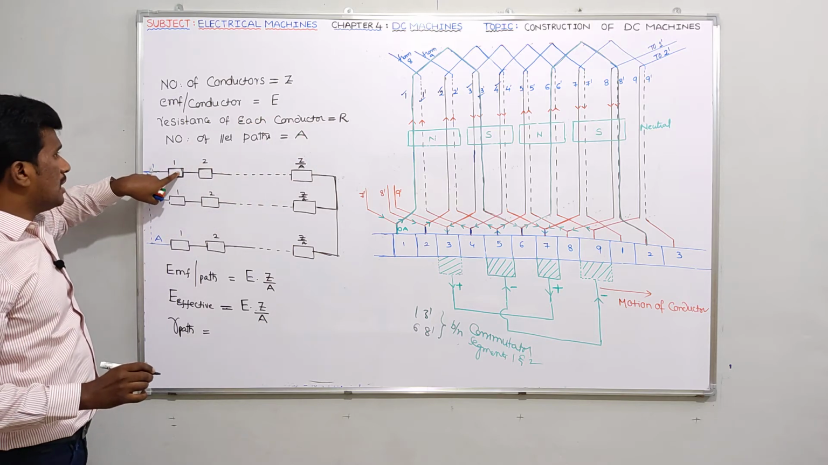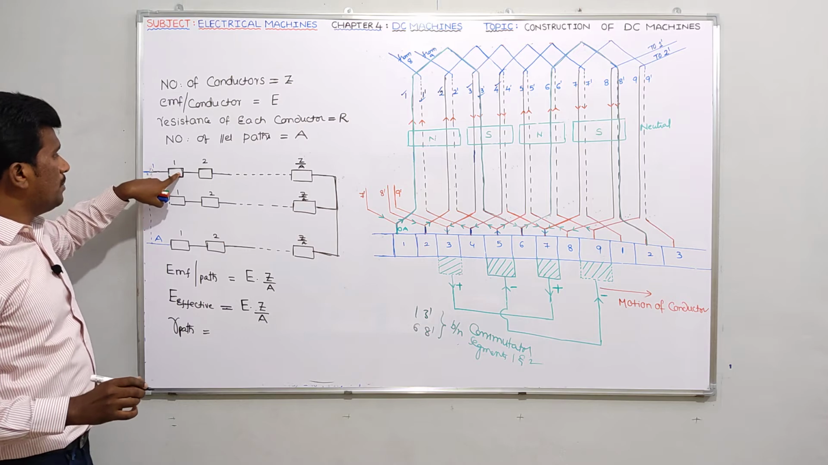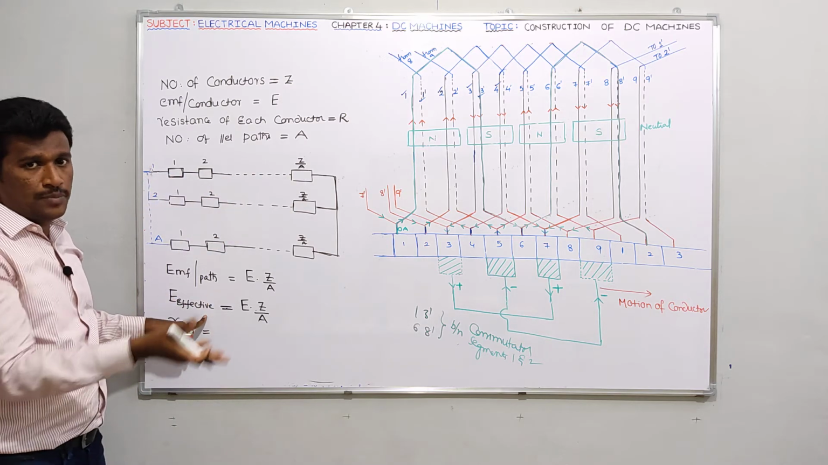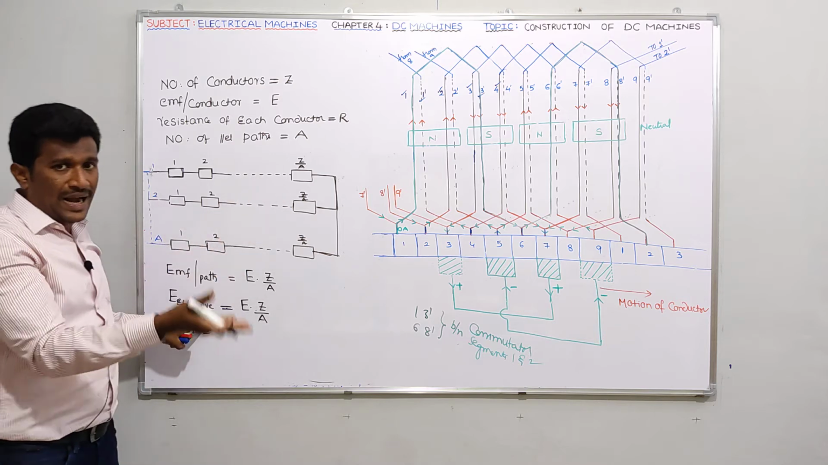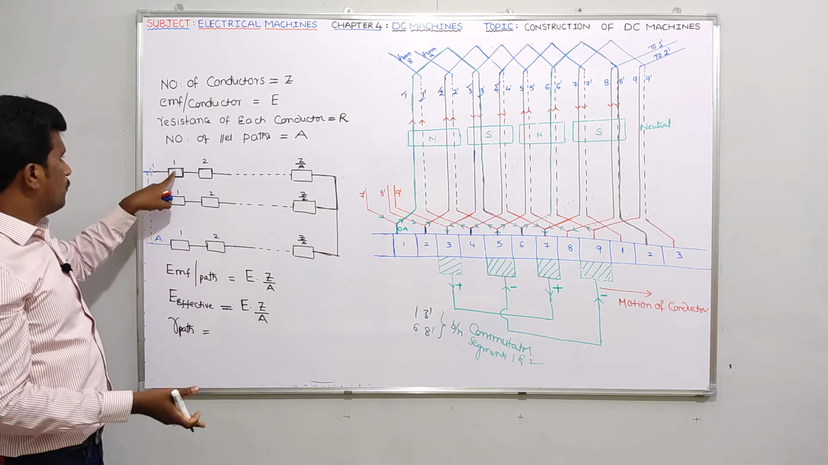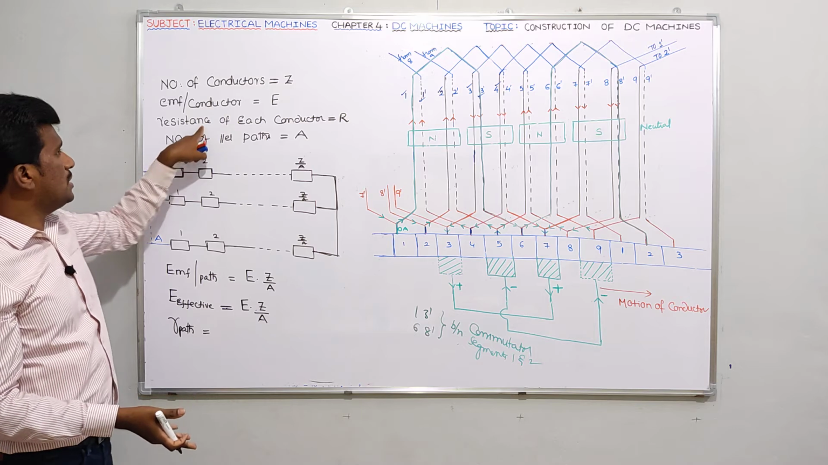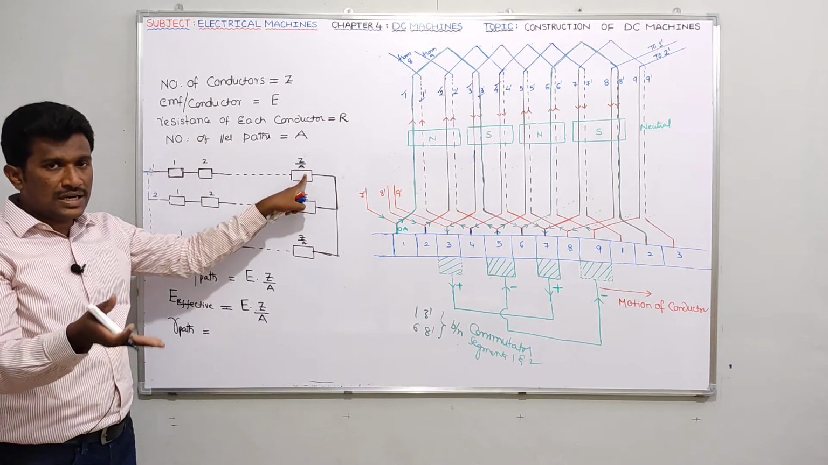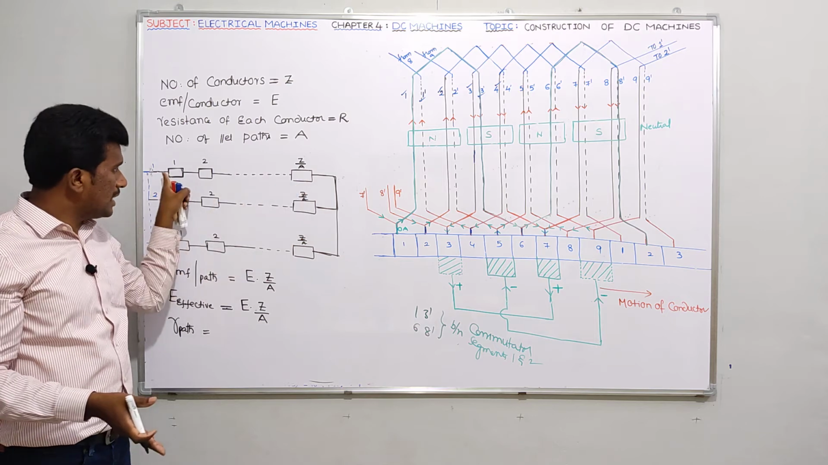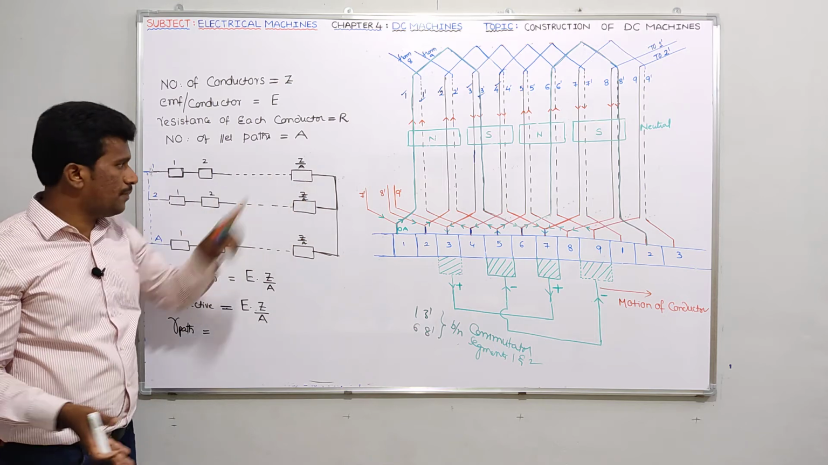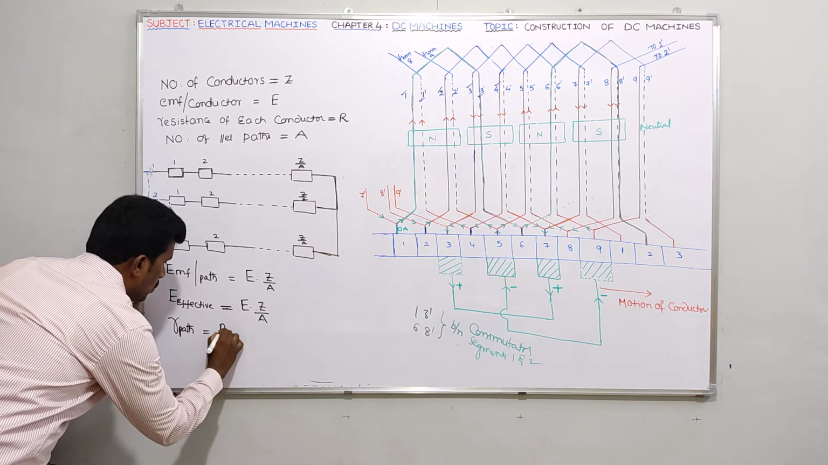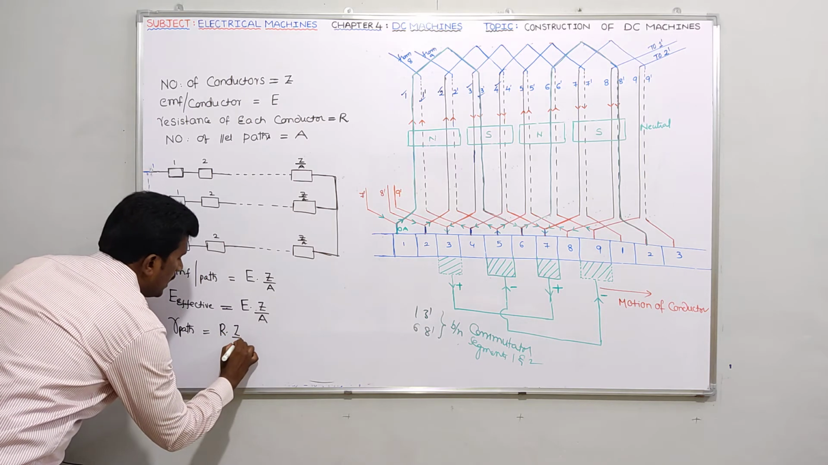So for each conductor, capital R, and the total number of conductors is Z. Just like for voltage you add up, if they are in series you have to add for resistance also. So for each conductor the resistance value is capital R. Total Z by A conductors are connected in series and placed in one parallel path. So what about R per path? I can say R into Z by A.